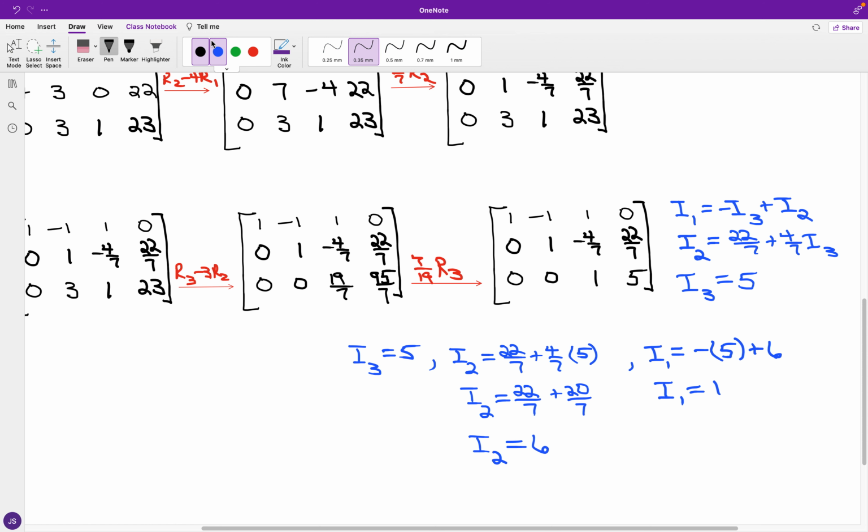So in terms of the measurements, I of 1, we have 1 ampere. I of 2 is going to be 6 amperes. And again, for the third measurement of current, that is going to be 5 amperes.